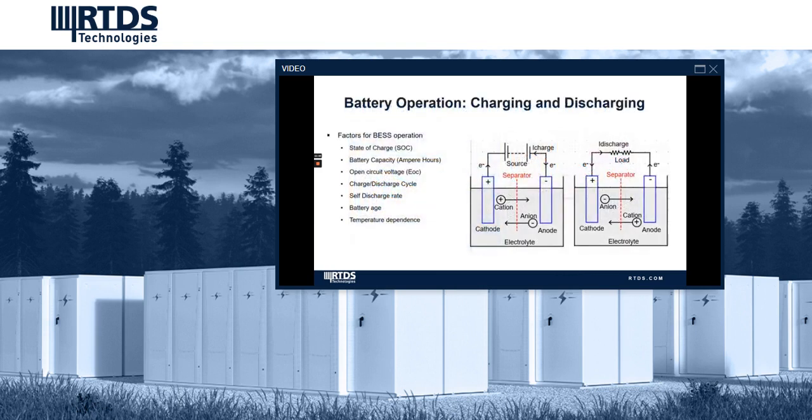The main components of batteries are a positive and negative electrode, which is the cathode and the anode, an electrolyte that immerses the electrodes to store and discharge the charge of the battery, as well as an insulator. Several factors determine the battery's charge and discharge operation, namely the state of charge of the battery capacity, its open circuit voltage, charge and discharge cycles, its self-discharge rates, the battery age, and the temperature dependence.